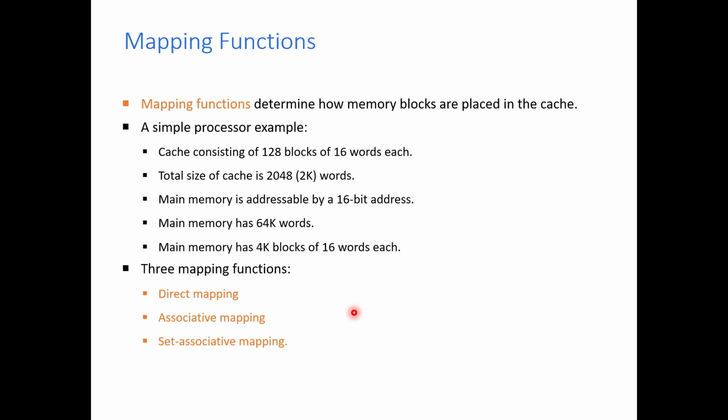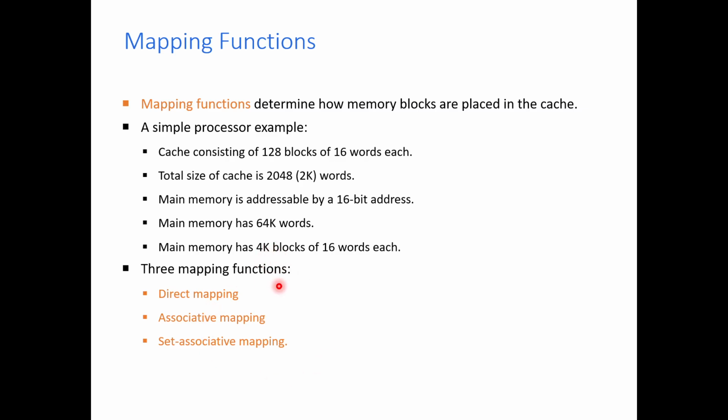Here we have mapping functions that determine how memory blocks are placed in the cache. For example, the cache has 128 blocks of 16 words each, so the total size of the cache is 2k words. The main memory has a 16-bit address, so it can have a capacity of 64k words, and it has 4000 blocks of 16 words each. So here we have 2k words in the cache and 4k blocks in main memory.